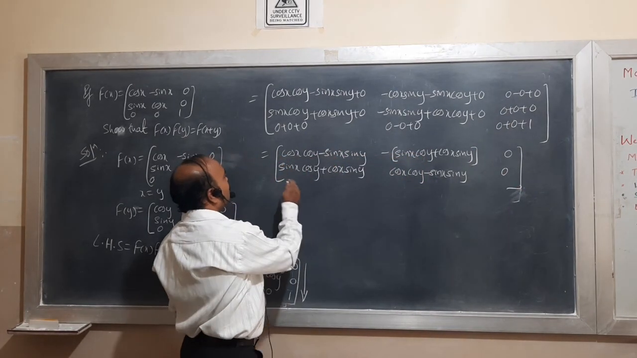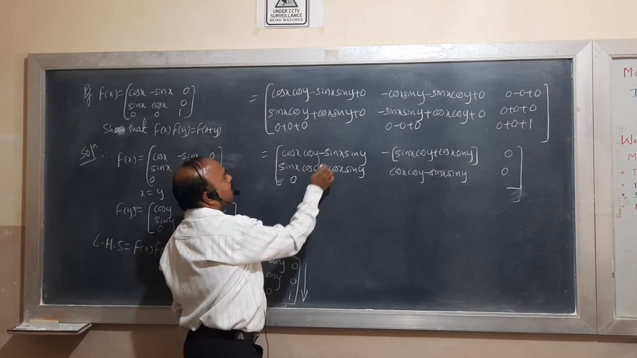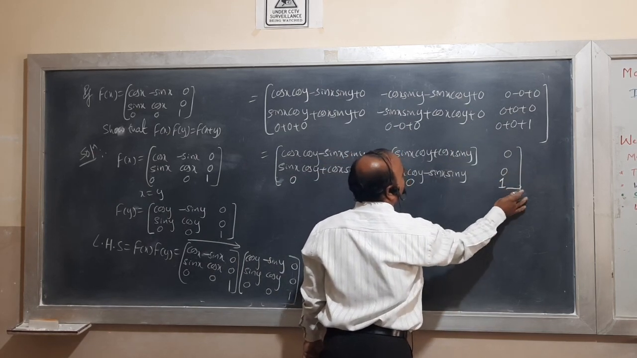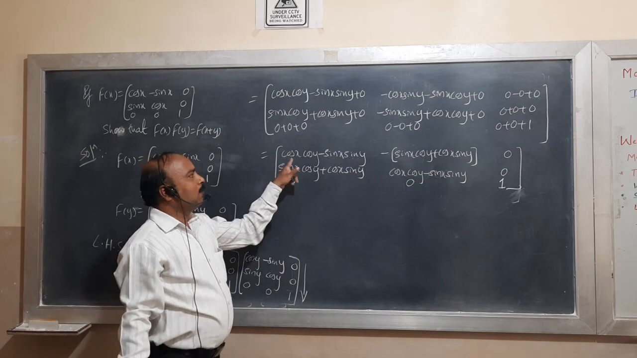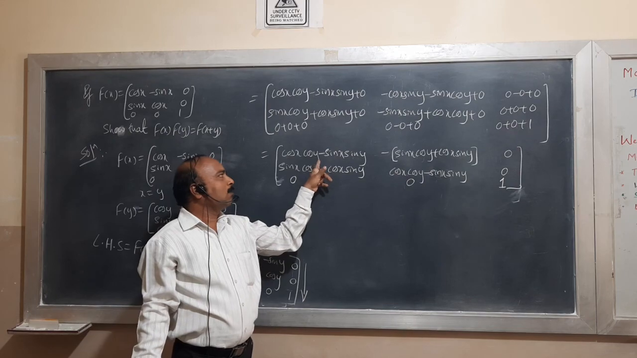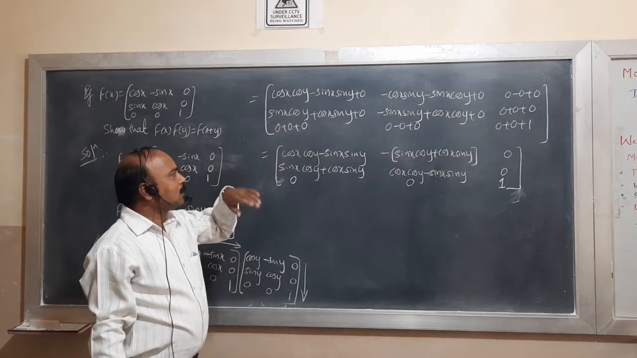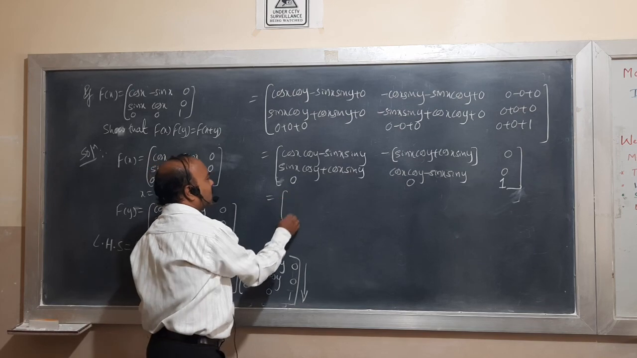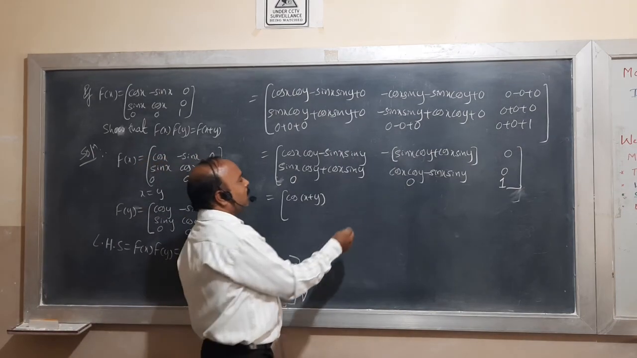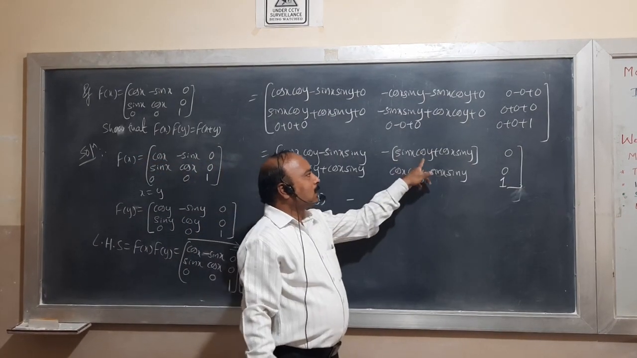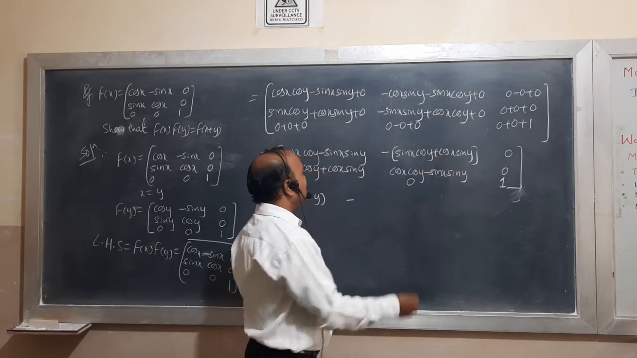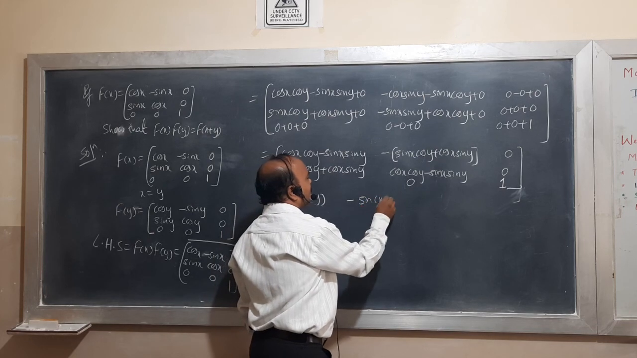Then third row, it is 0. Its simplification is 0, and it is 1. Now you observe it is a standard formula: cos x cos y minus sin x sin y. It is in the form of cos a cos b minus sin a sin b. It is a compound angle. The value of this is cos of x plus y. Similarly here, minus outside, it is sin x cos y plus cos x sin y. It is also a compound angle. This value is always equal to sin of x plus y.